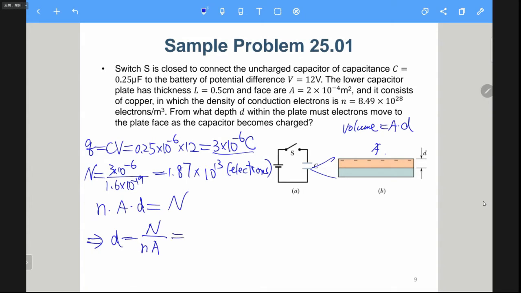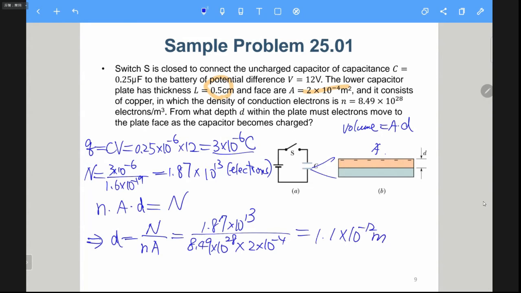So which is 1.87 times 10 to the 13th power over 8.49 times 10 to the 28th power times A, which is 2.2 times 10 to minus 4. Actually, this L is not useful for this problem. And finally, you can see that it is 1.1 times 10 to minus 12 meter, which is like 1.1 picometer. So which is very big.